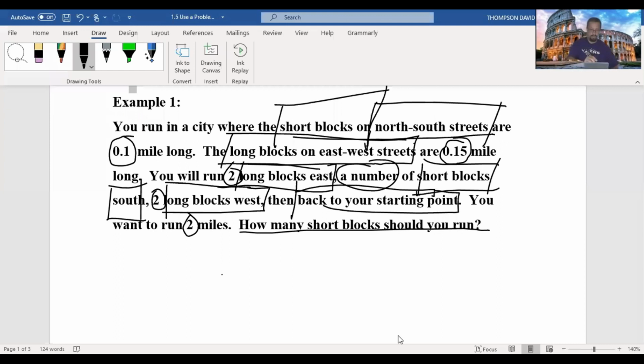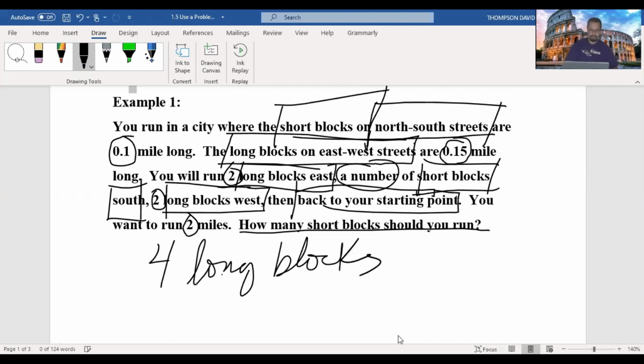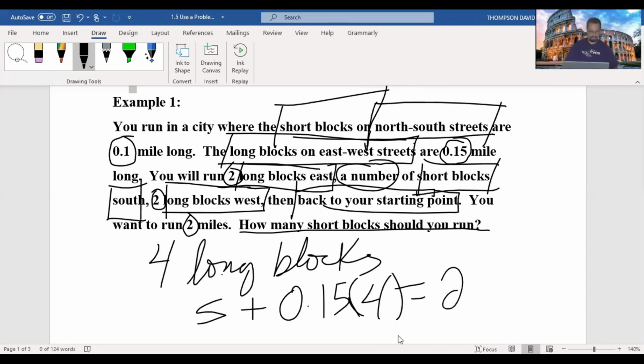You want to run 2 miles, and our question is, how many short blocks should you run? So we run 2 long blocks east and 2 long blocks west. That's for a total of 4 long blocks. So our equation, we want to know how many short blocks we should run. So we should do S plus, our long blocks are 0.15 miles, so 0.15(4) equals, you want to run a total of 2 miles, equals 2.